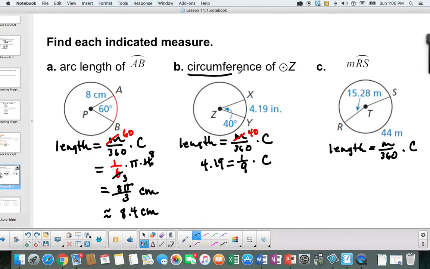Now I'm being asked for the circumference, so I'm going to solve for c, multiplying both sides by 9, and I'll get about 37.71, and I label it in inches. Last one, I know the length, 15.28.